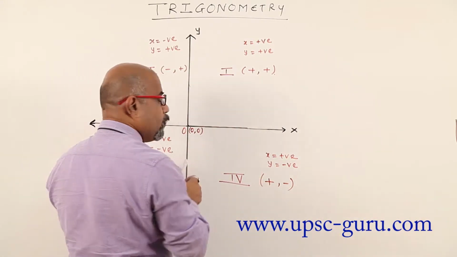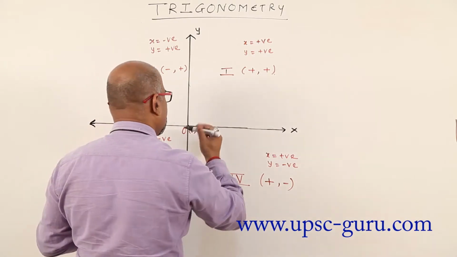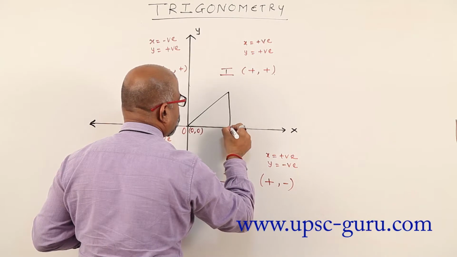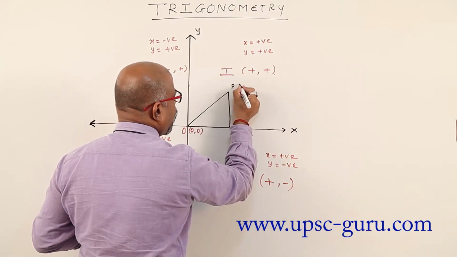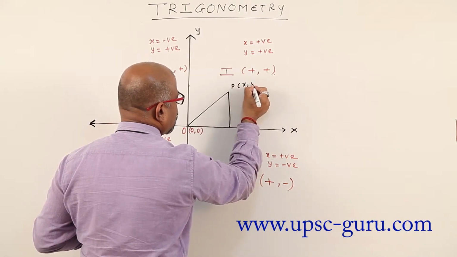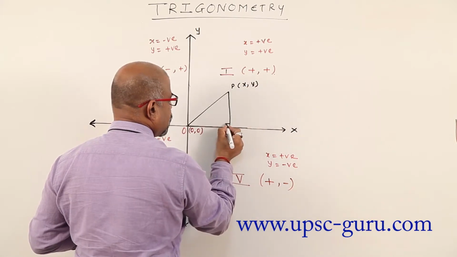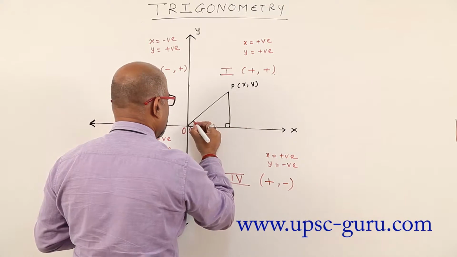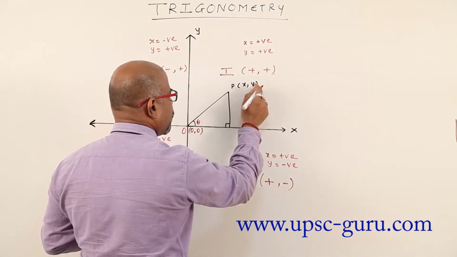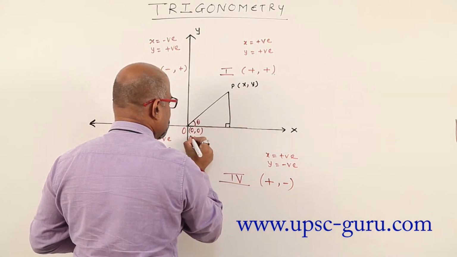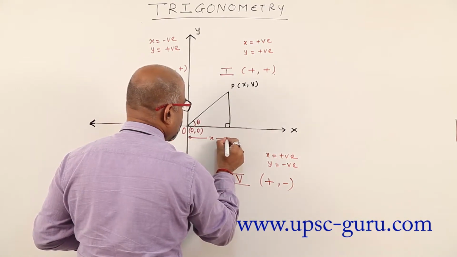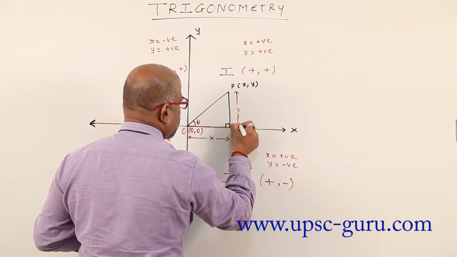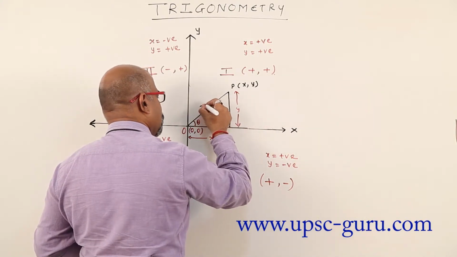Now let us draw here one right angle triangle. Here P is any point having coordinates x comma y. This angle is a right angle and this one is theta. Now since P is x and y, this distance is x and this distance is y. Let us consider OP equals to r.